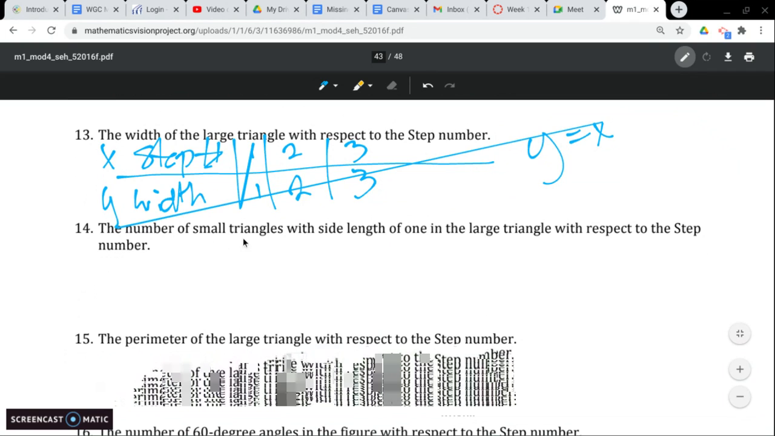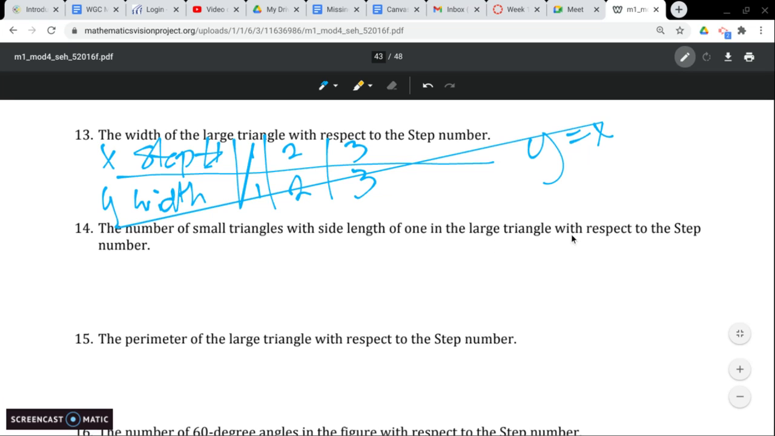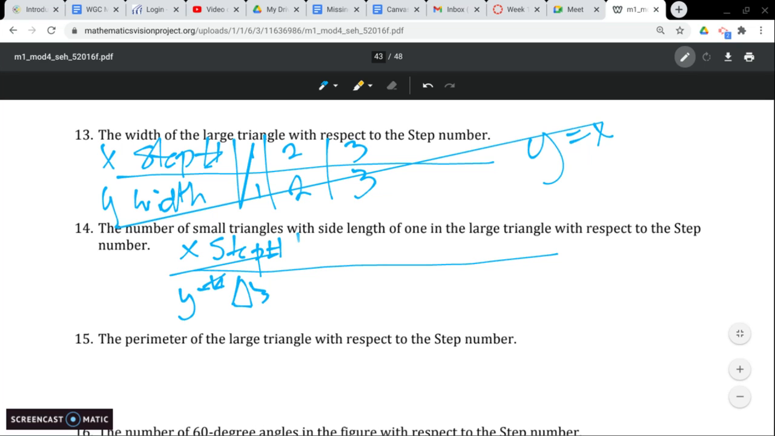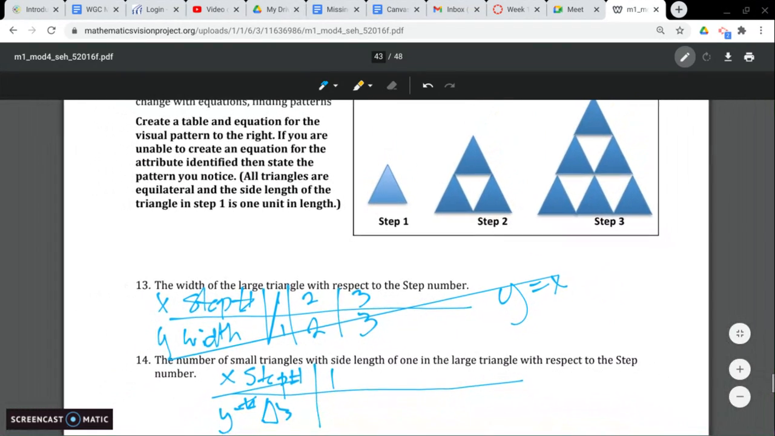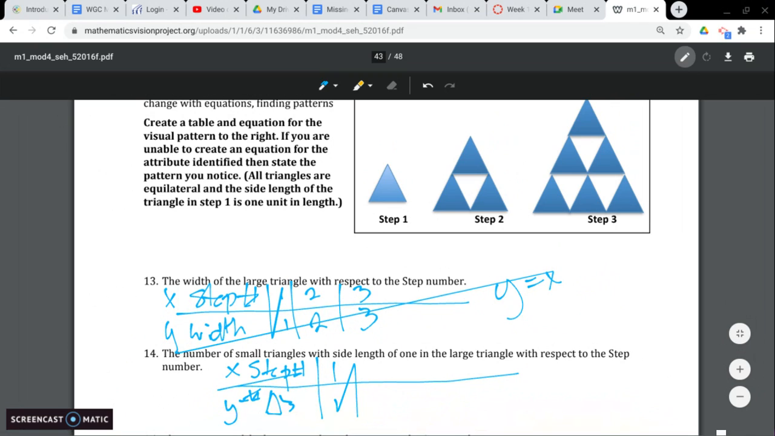All right, number 14, the number of small triangles with side length of 1 in the large triangle with respect to the step number. So once again, we'll have x be our step number, and in this case, y will be the number of triangles. So step 1, the number of triangles we have is 1. Step 2, we've got 1, 2, 3 of these little blue triangles. Step 3, we have 1, 2, 3, 4, 5, 6.